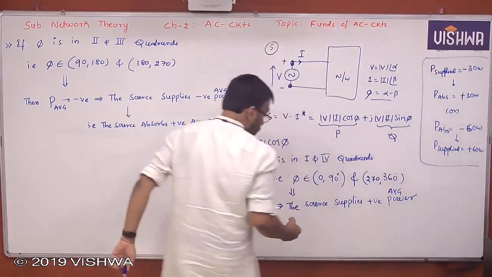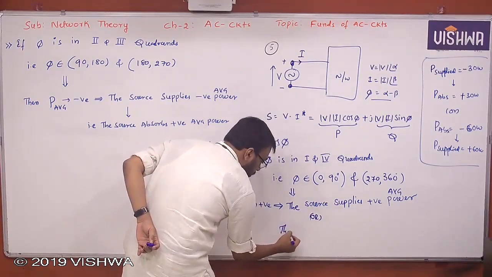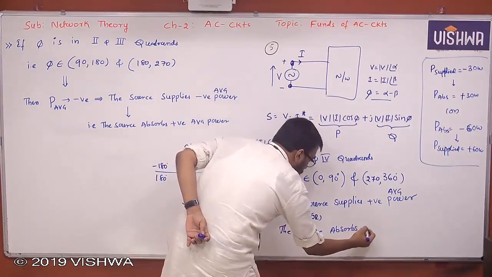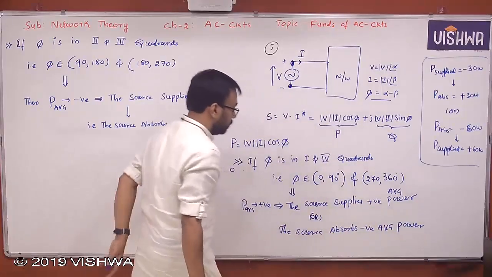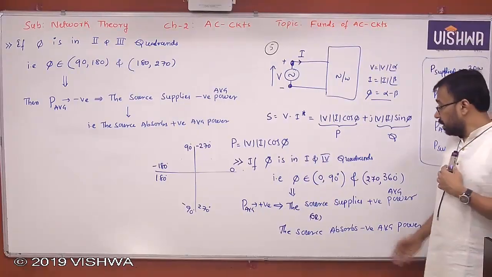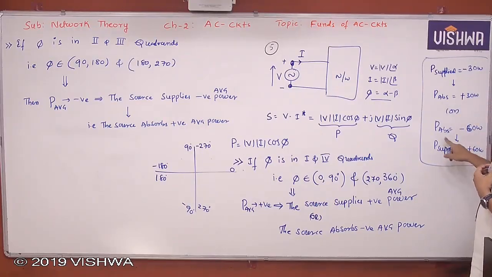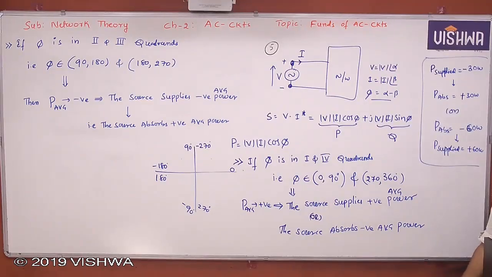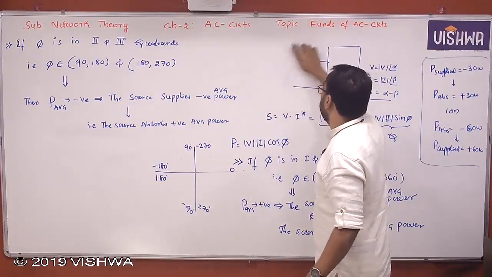Right here, the source supplies positive average power, or the source absorbs negative average power. Both are the same, right? Supplied negative, absorbed positive, both are the same. Absorbed negative, supplied positive is also the same. This concept we already learnt in the case of DC circuits. But now we need to remove this part. I can remove this part, right? Because you already wrote this, right?